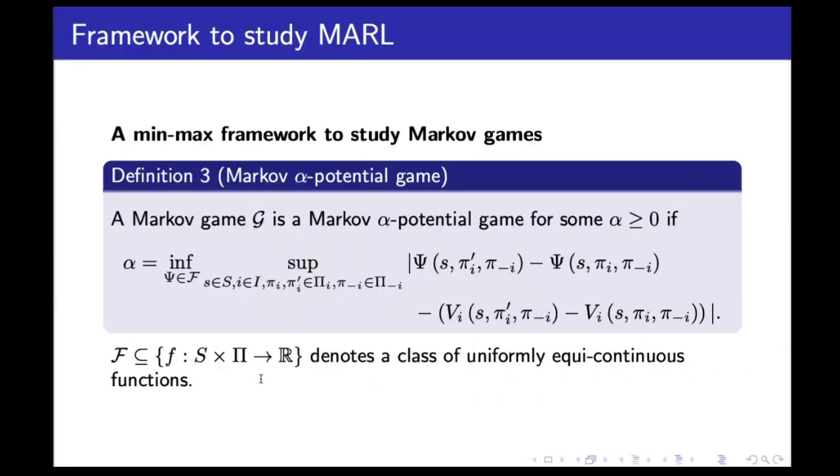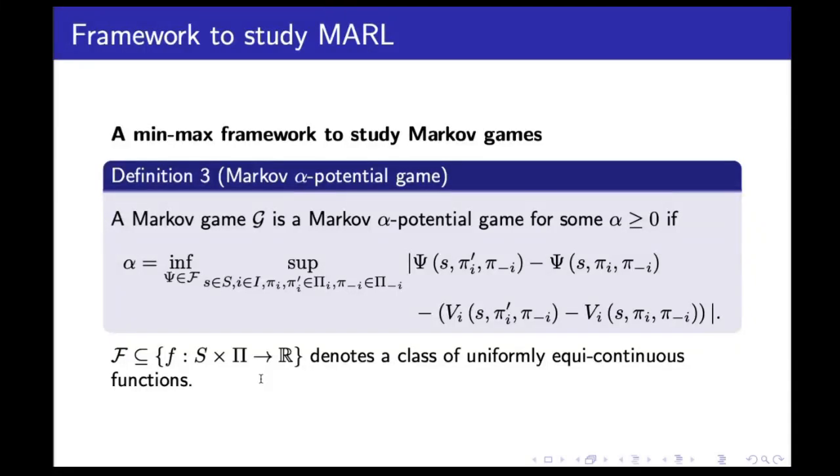Okay, so here is our framework to study Markov games. During the introduction, I said that we want some phi minus v prime smaller than alpha, but here in Markov games, we can actually make it into a min-max problem. Essentially we iterate over a function class, and we want to find the best function that gives you this alpha as small as possible.